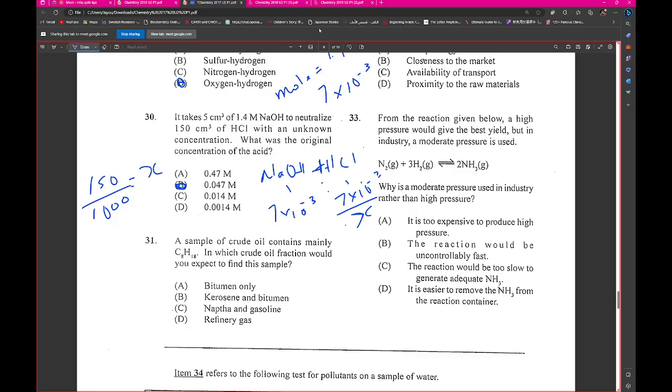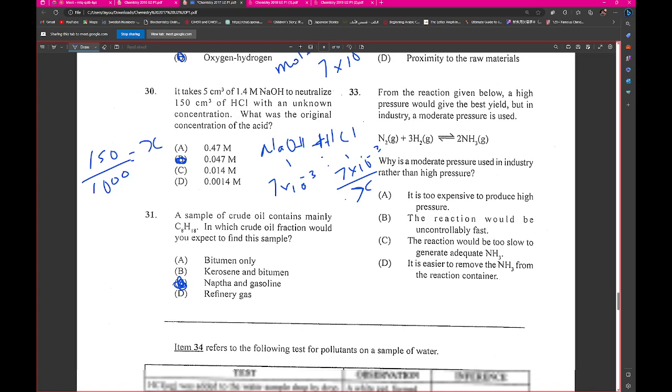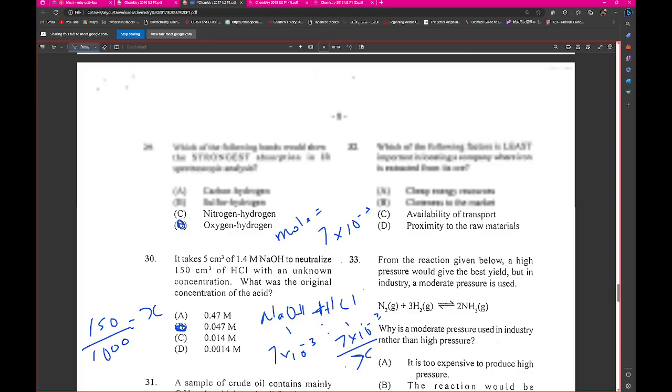A lot of concepts change from CSEC coming into CAPE, so I think that would be the better answer for real. Based on it, the refinery gases would be the small ones. That's why I asked: the refinery gases would be like your propane and your butane and your methane, well, most likely propane and butane. The ones with larger molecular weights would be naphtha and gasoline, then kerosene and bitumen, then bitumen only. So I think naphtha and gasoline would be the better answer, based on the evidence provided.